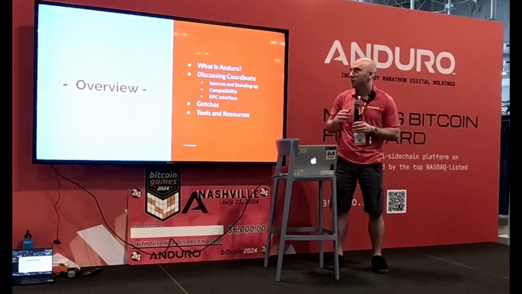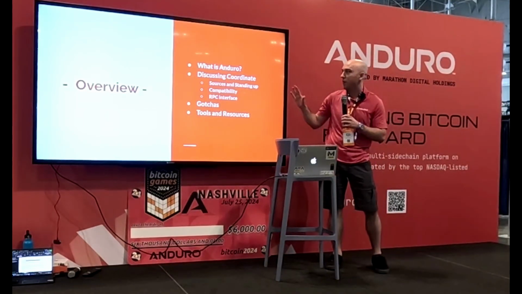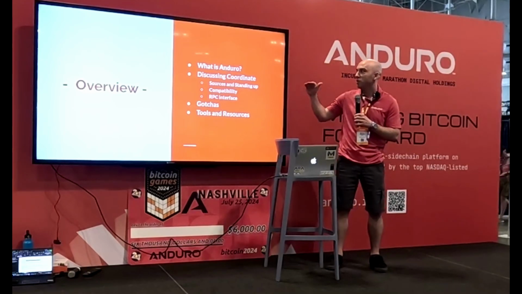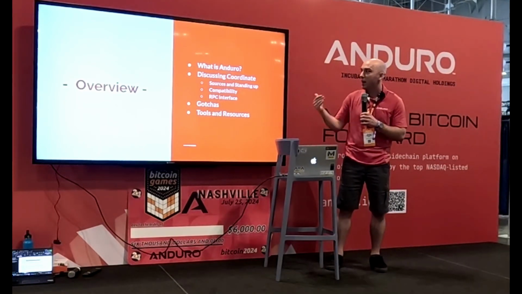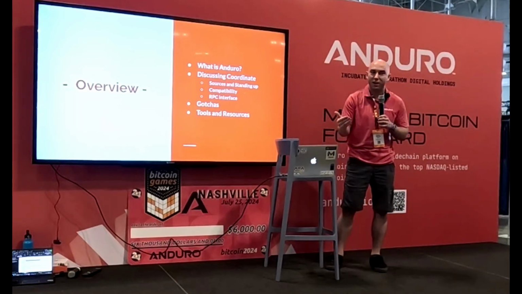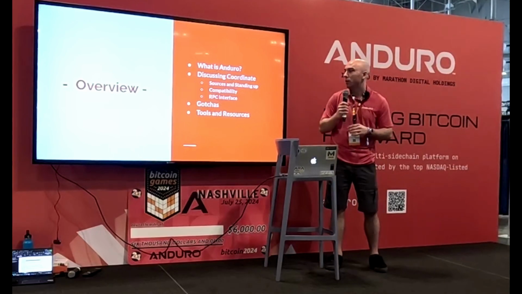So the topics today are going to be basically what is Enduro, discussing Coordinate primarily, but there will be some touches of Alice as well. Sources and standing up: how do you get a hold of the source code? How do you build it? How do you even run a node so you can view this blockchain? Compatibility, and then the RPC interface as well.